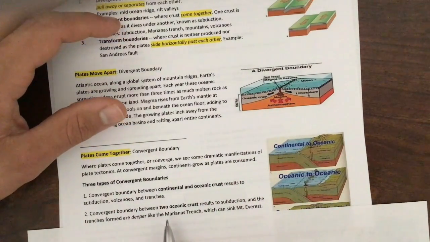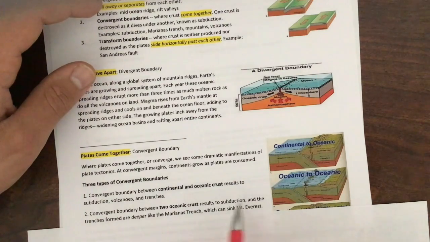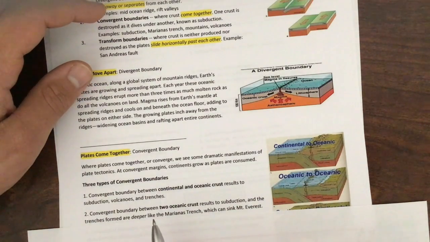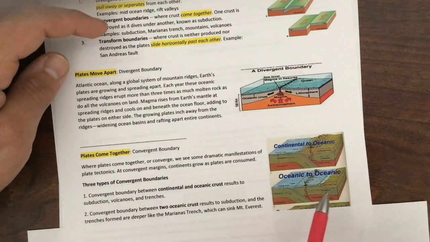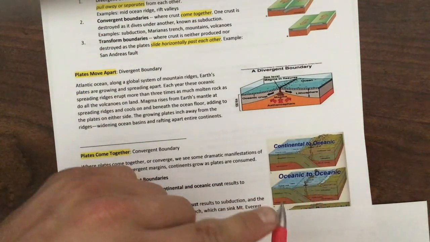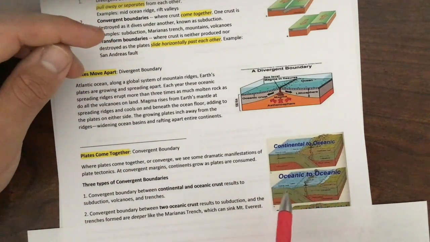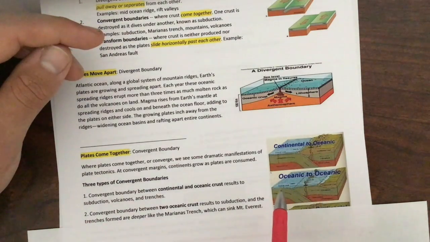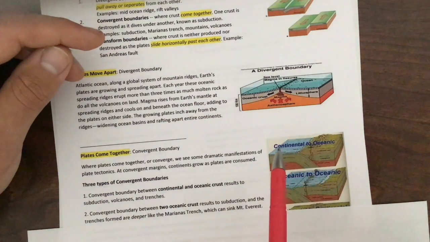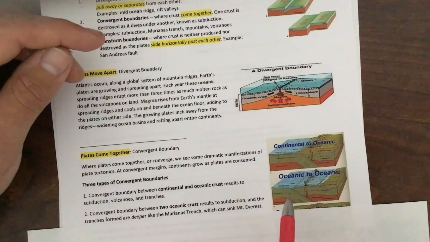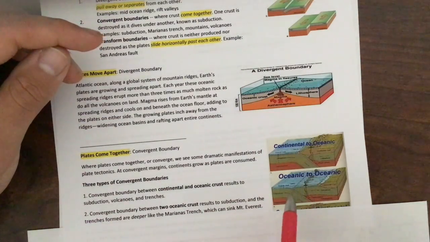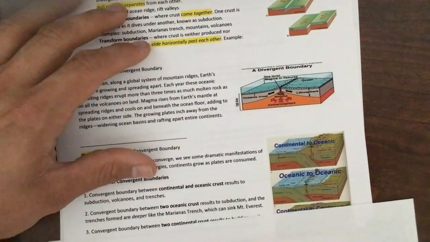A convergent boundary between two oceanic crusts results in subduction, and the trenches formed are deeper, like the Marianas Trench, which can sink Mount Everest. So this is under the ocean when they're hitting each other, and they can also cause trenches because one goes up, one goes down. And it says it's even deeper than the ones that are continental to oceanic because they're both underwater. So this is like the Marianas Trench. It's super deep. You could sink Mount Everest in this trench. That's how deep it is.